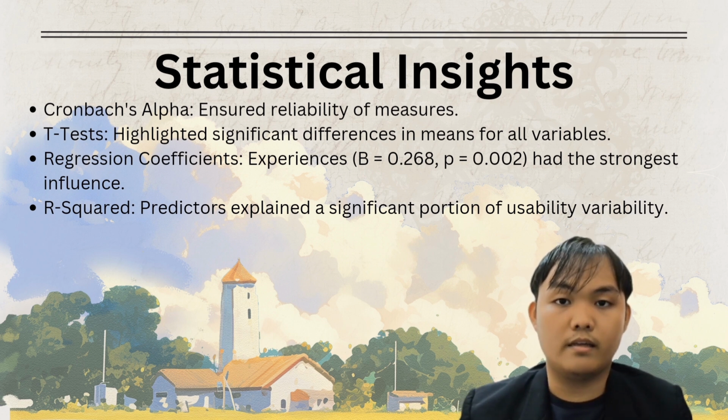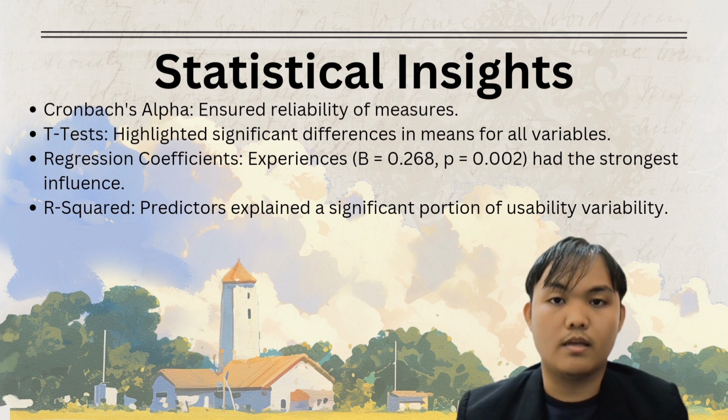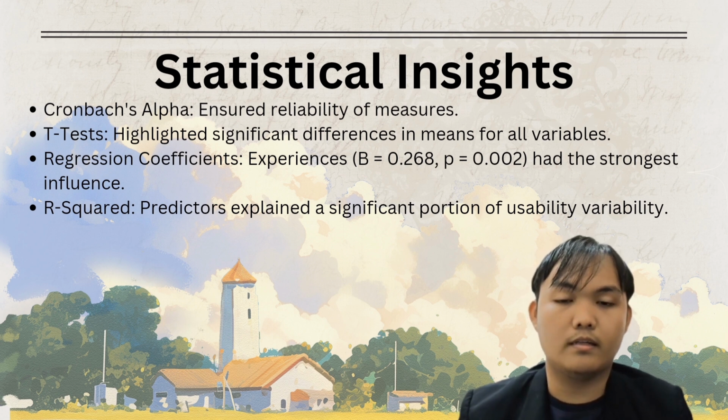The second one is the t-test. A t-test is a statistical method used to determine if there is a significant difference between the means of two groups. It assesses whether the differences observed are likely due to chance or represent a true difference in the population.